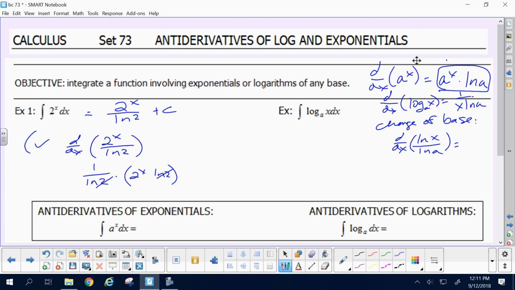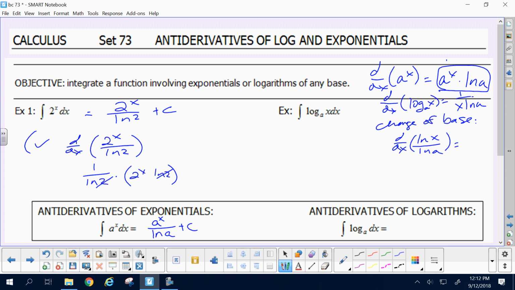Well, that's pretty much in keeping with the power rule. When we take a derivative by power rule, we multiply, and when we anti-differentiate, we divide. Well, the same goes here. When we take a derivative with exponentials, we multiply by the log of 2. When we take the antiderivative of an exponential, we divide by the log of 2. So generally speaking, the antiderivative of a to the x is a to the x over the natural log of a.